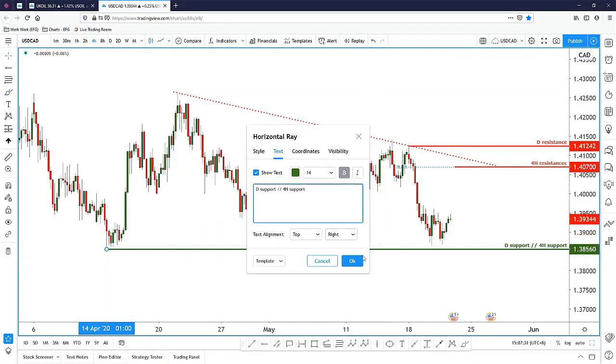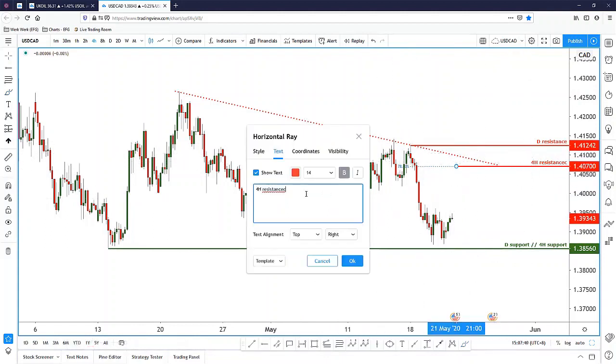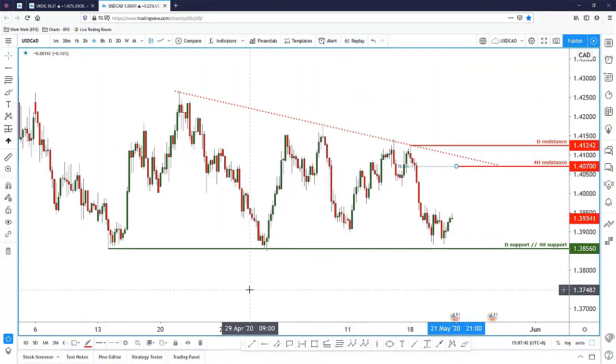So with that, the bias that we have is for price to push up towards this 4-hour resistance level. And now that we have the resistance and support levels, let's go down to the 1 hour.